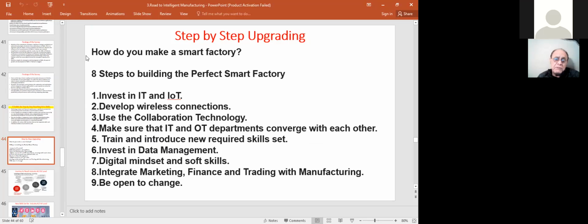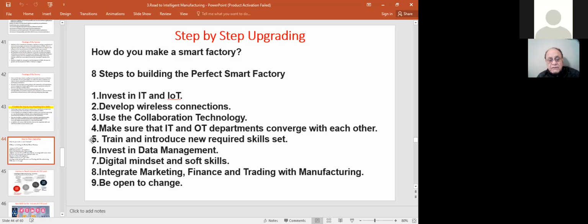How do you really make a factory a smart factory? There are nine steps of building a perfect smart factory. We are talking of SMEs. Number one is invest in IT and IoT. This is the start point. Number two is develop wireless connections. Number three is use of collaboration technology. Number four is make sure that IoT and IT departments converge with each other.